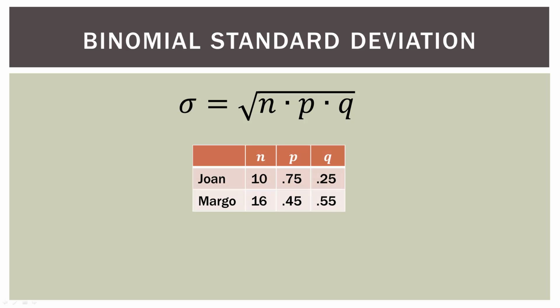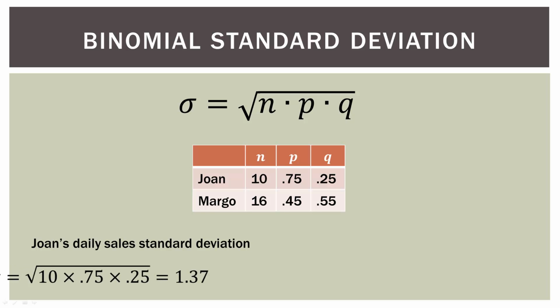So here's our chart again. So let's figure out Joan's daily sales standard deviation. So that is sigma equals the square root of 10 times 0.75 times 0.25. And that equals 1.37 sales. So the standard deviation for Joan is 1.37 sales per day.